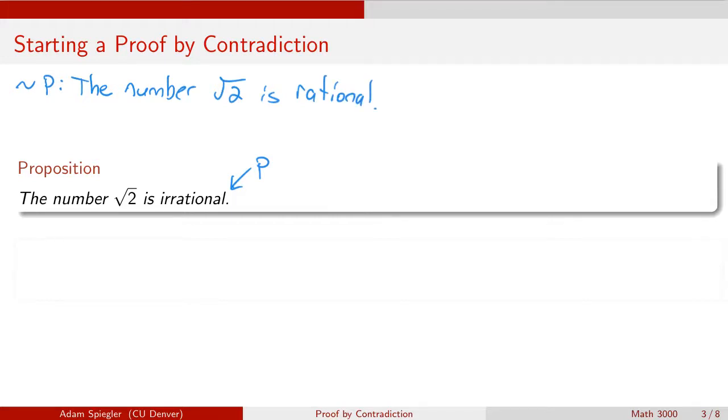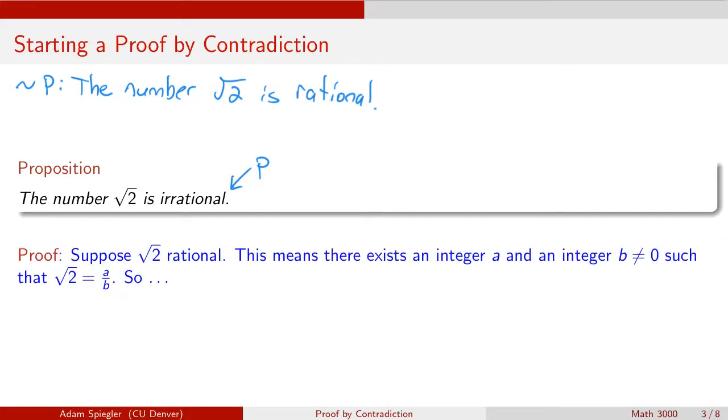Clearly if one of these is true, then the other one has to be false, and vice versa. So we're going to try and prove that the negation of P is false. Using this method of proof by contradiction, our proof is going to start by supposing the negation of this statement. So we're going to suppose that not P is true. So suppose that square root of 2 is rational.